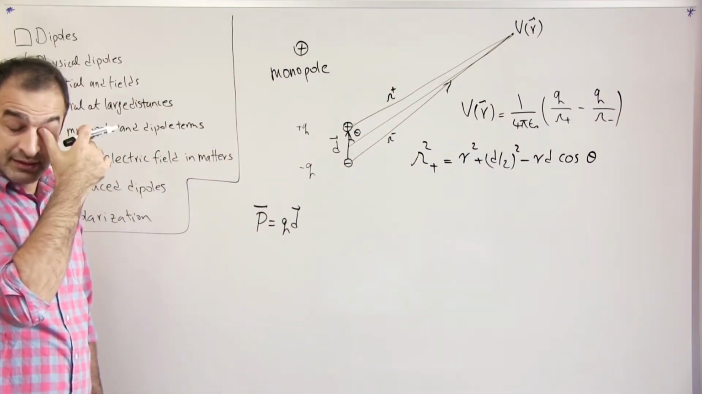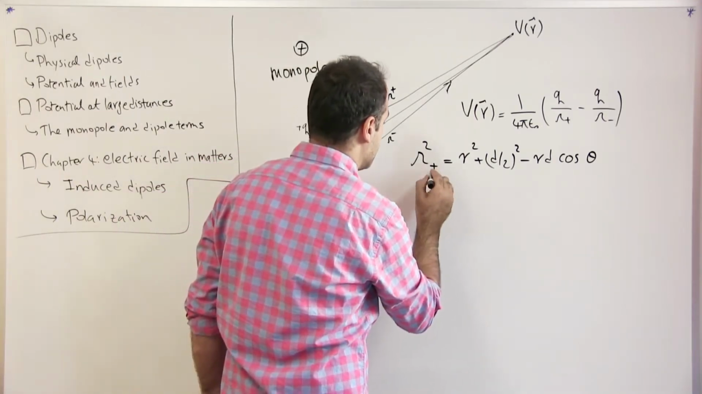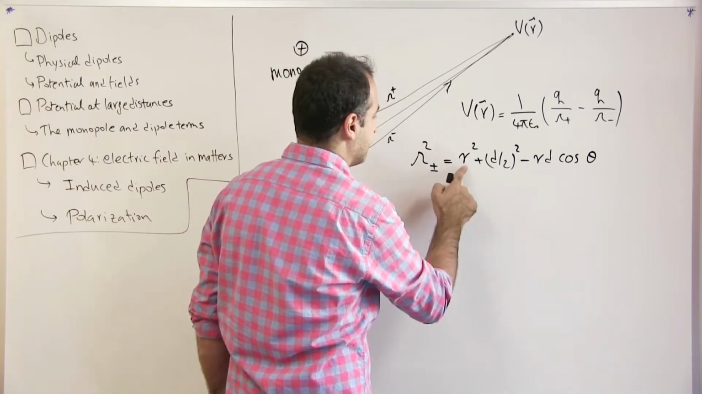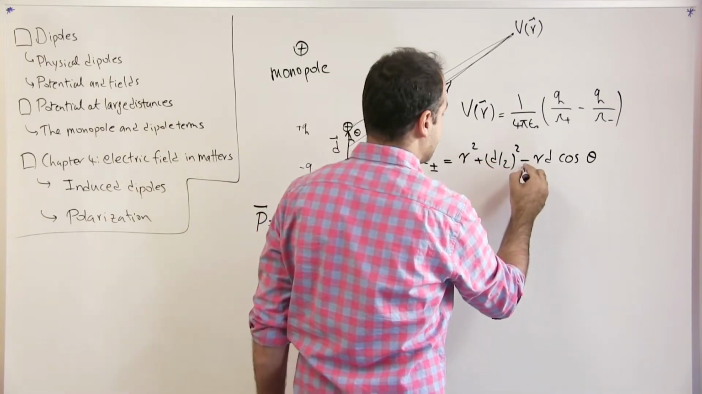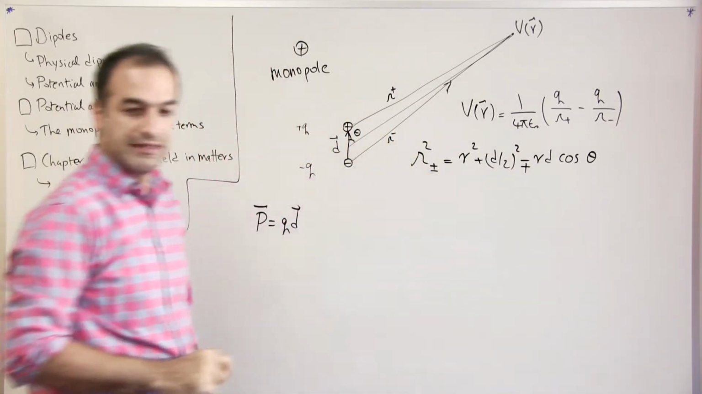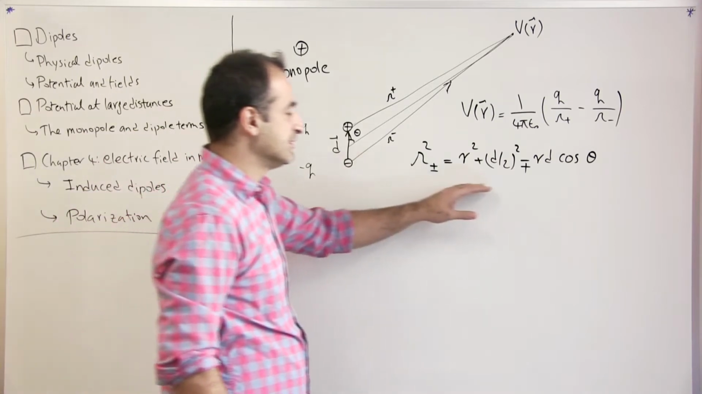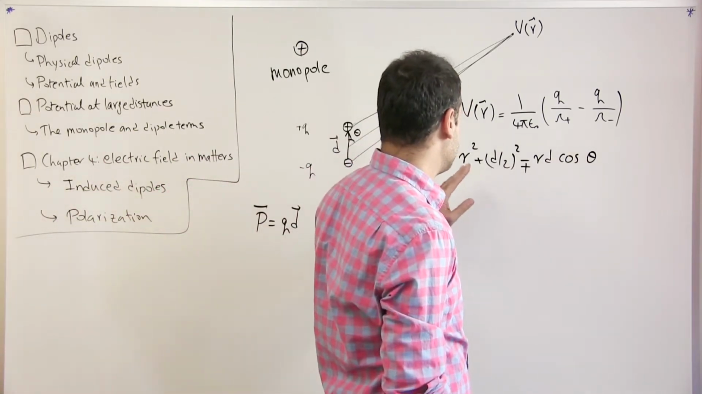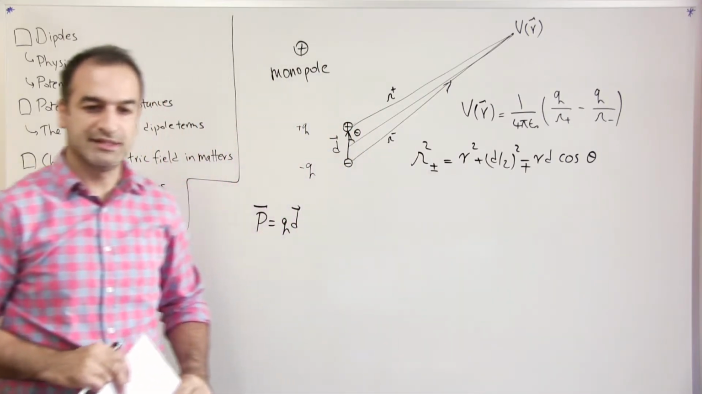Sounds good? For R minus, very similar. If we use R minus, here we have R squared, again plus (D/2) squared. Here we have minus because the D is actually on the other side. Okay, so R plus/minus can be written in an accurate way in terms of R, D/2, and cosine theta. Sounds good?